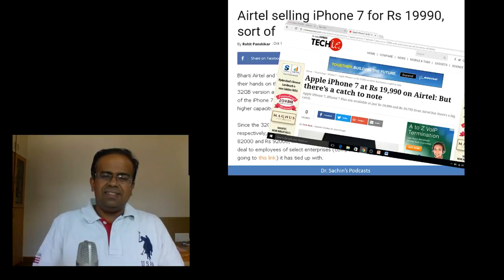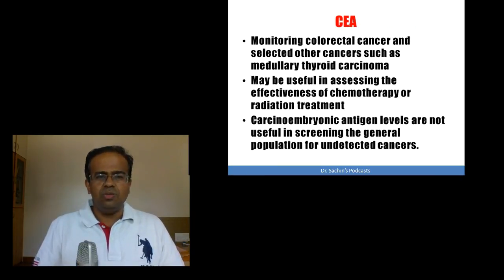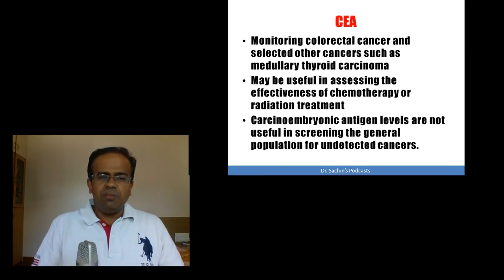So with this, let us go to our own subject and start discussion about carcinoembryonic antigen. To introduce, it is used for monitoring colorectal cancer and selected other cancers such as medullary thyroid carcinoma. It may be useful in assessing the effectiveness of chemotherapy or radiation treatment. But we have to remember that carcinoembryonic antigen levels are not useful in screening the general population for undetected cancers. It's not that we can go about testing everybody and check whether there is a cancer or not.